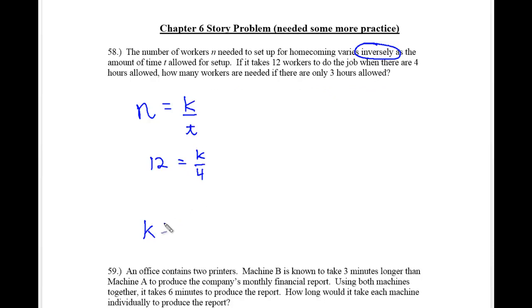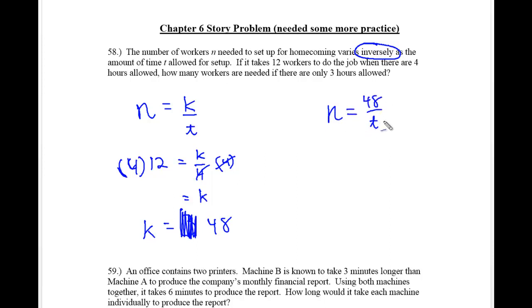So K is equal to, whoops, I looked a little bit forward here. K is equal to multiplying both sides by 4. So multiply both sides by 4. The 4's simplify over here to make 1, so K is all by itself, and 4 times 12 is 48. So my equation is going to be N equals 48 divided by T. And in this case, my T is 3, since we only have 3 hours to do this, so N is equal to 48 divided by 3. So we're going to need N of 16 workers.